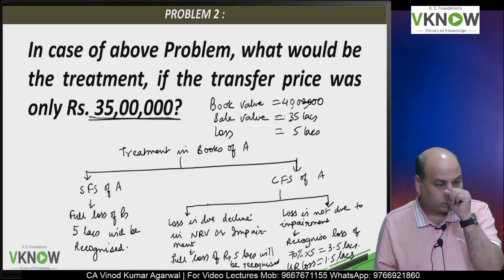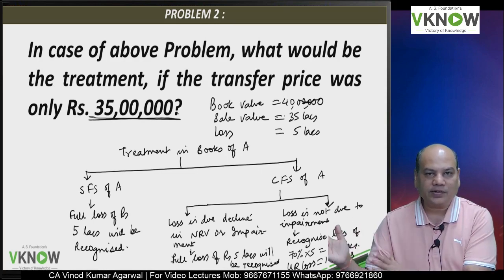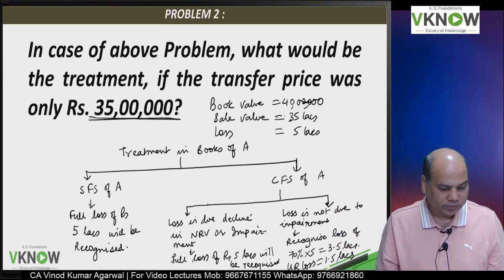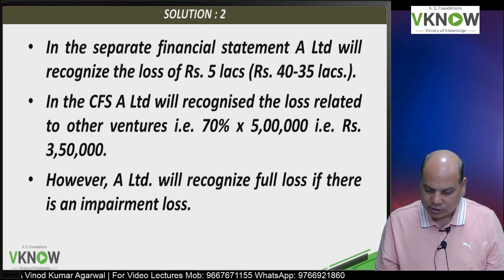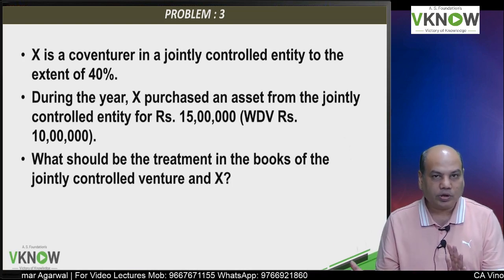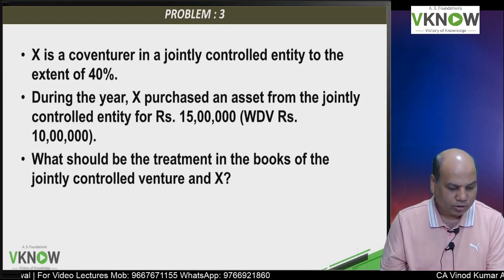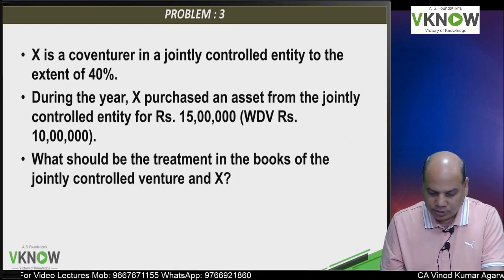Question number 1 and question number 2 was venturer have transferred asset to joint venture. Now let us take question number 3. In question number 3 it is reverse. So we are also going to take question where joint venture sells to venturer.